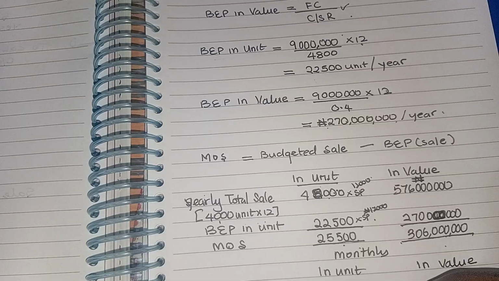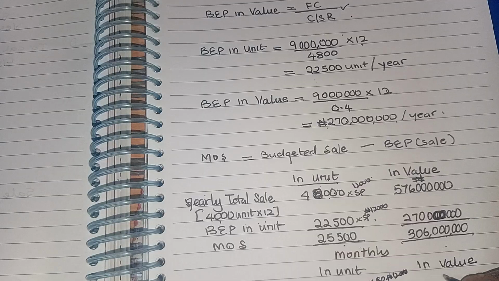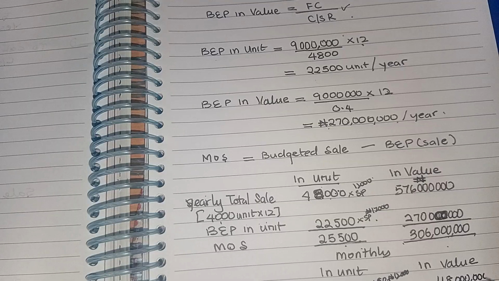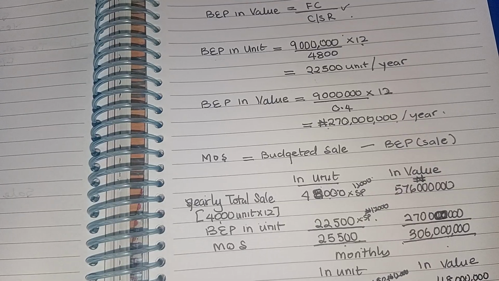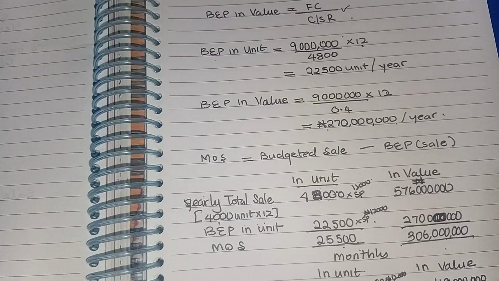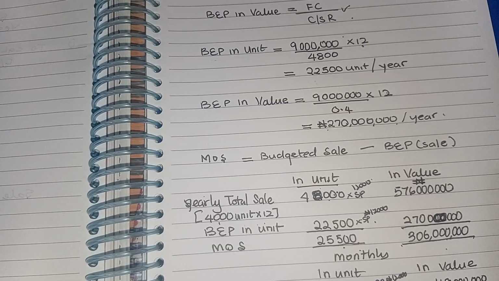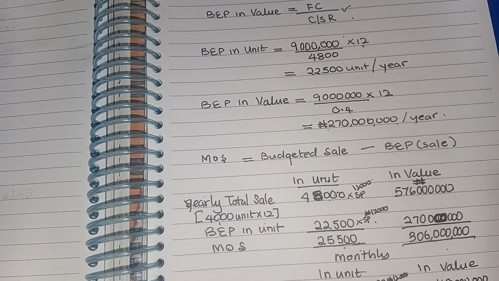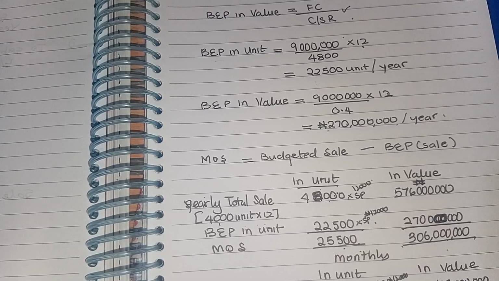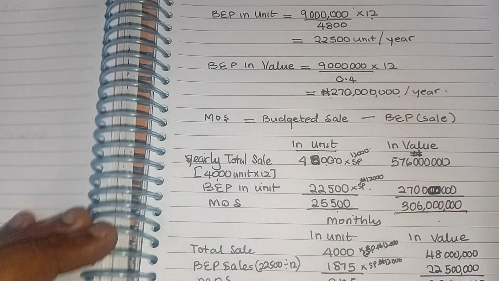Now, if you multiply this by the selling price, and the selling price is 12,000, that will give you 48 million. If you multiply this by the selling price, this will give you 22.5 million. So the difference between these two is 25.5 million. All right, so that's the question now answered.